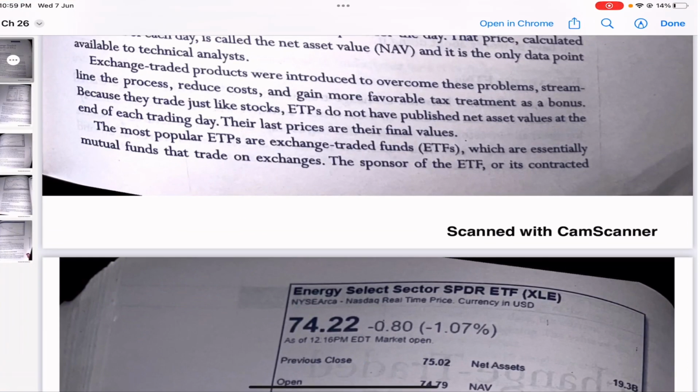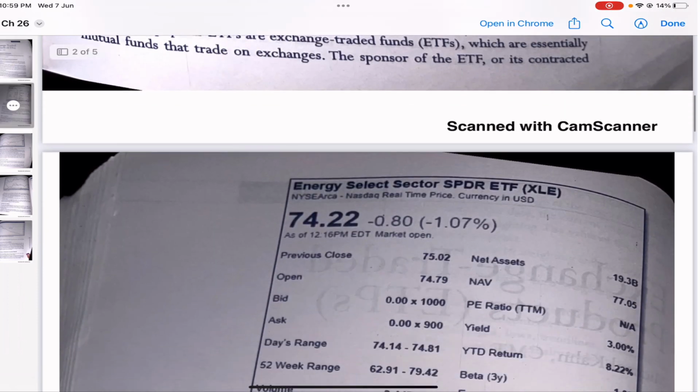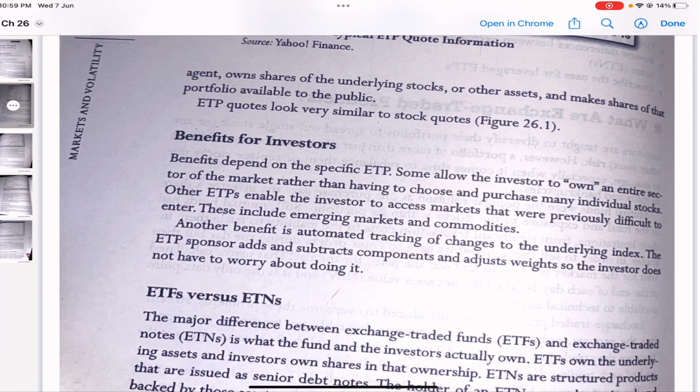The most popular ETPs are exchange traded funds. ETF, like the Nippon one I just showed you, the Nifty Bees, so you have various funds like that. ETFs are a type of ETP. Who is the sponsor of the ETF? The sponsor owns shares of the underlying stocks and other assets, and makes shares of the portfolio available to the public. They have already bought 100 of it, and they are giving the public a little bit of it.